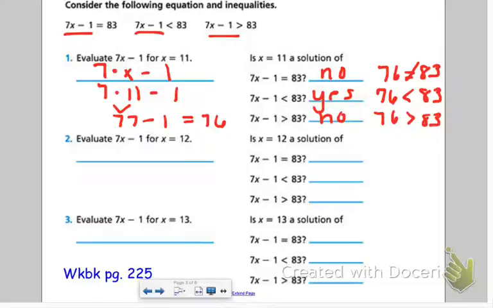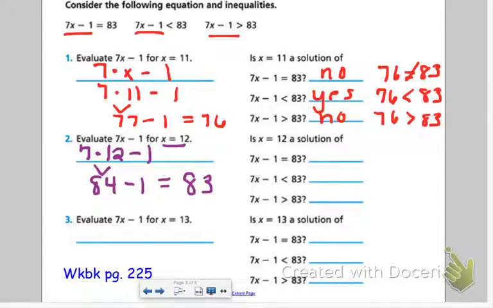Now, again, we're still doing 7x minus 1. We're keeping all of the equation and inequalities the same. But now we're going to try x equals 12. So we have to do 7 times 12 minus 1. There's my substitution step. I put the 12 in where the x was. 7 times 12 is going to give me 84, and then 84 minus 1 is going to give me 83.